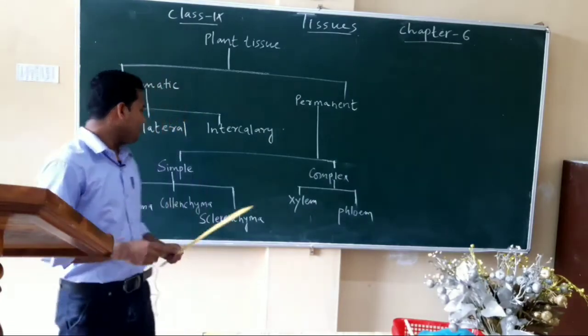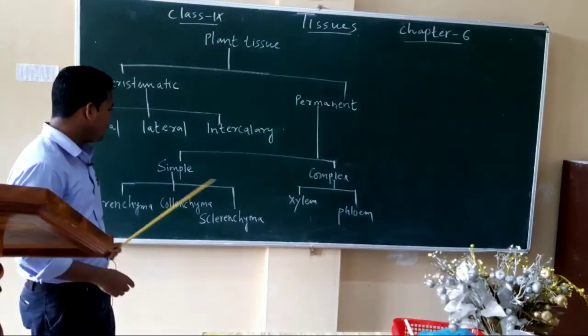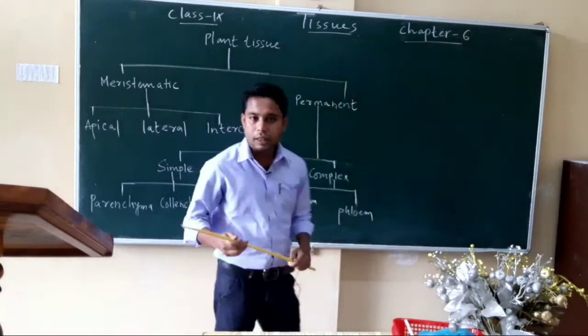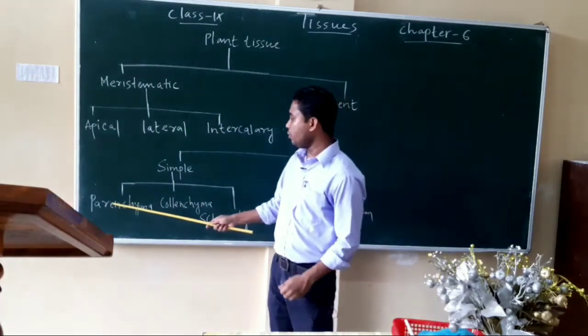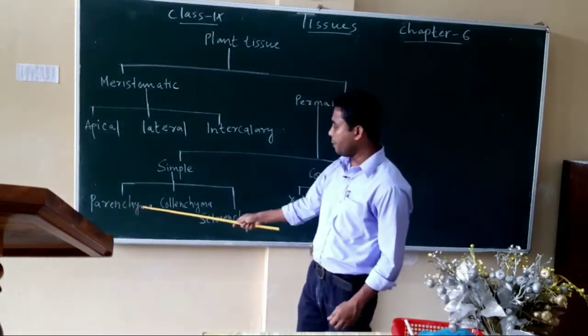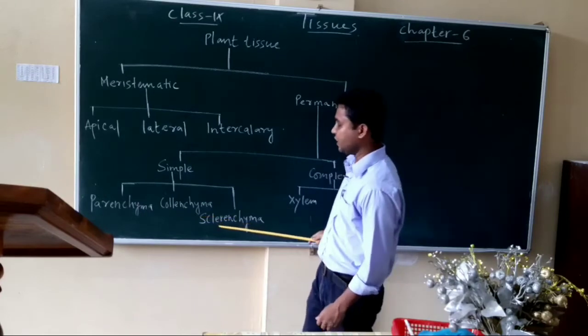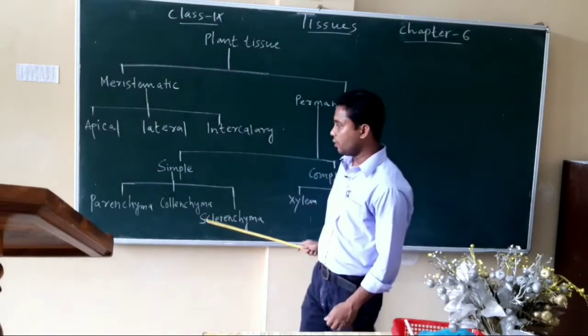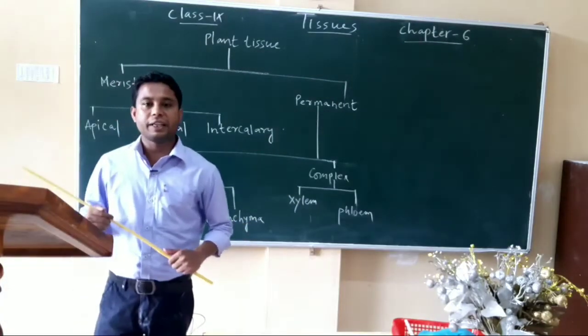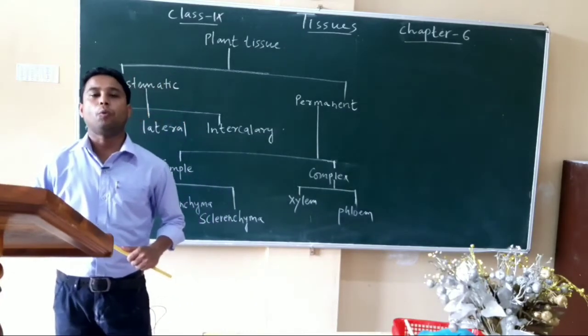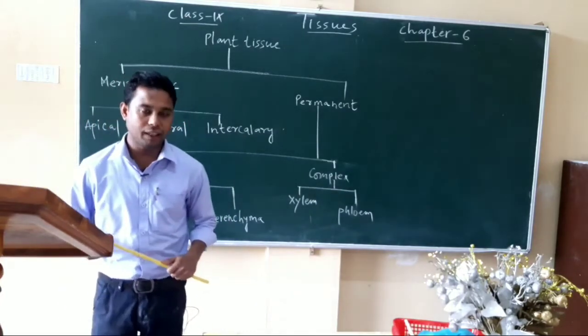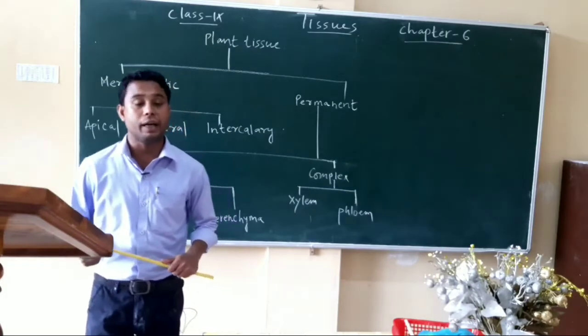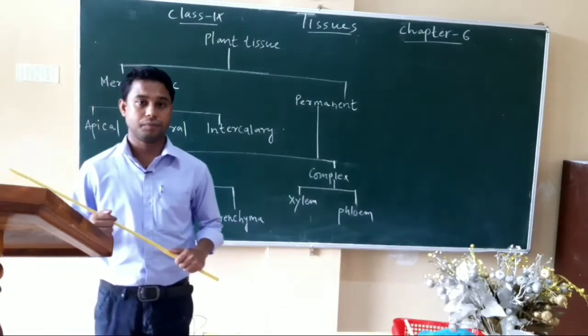First of all, we will see simple permanent tissue. Simple permanent tissues are divided into three parts: parenchyma, collenchyma, and sclerenchyma. Please keep in mind, simple permanent tissues are made up of one type of cells.